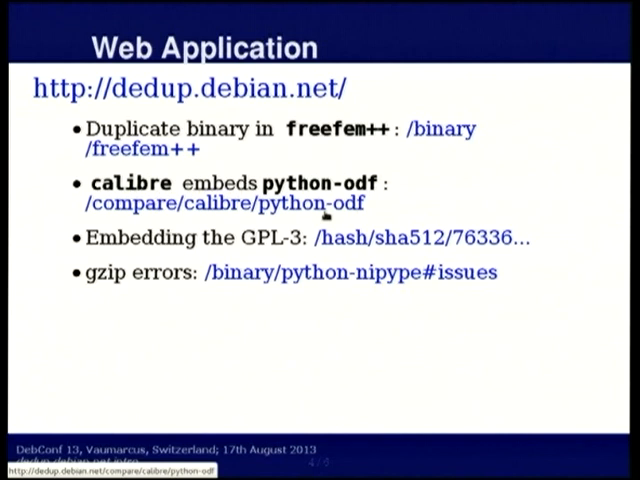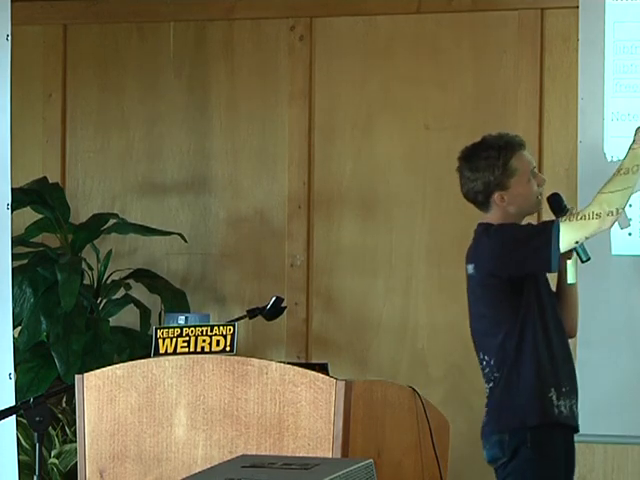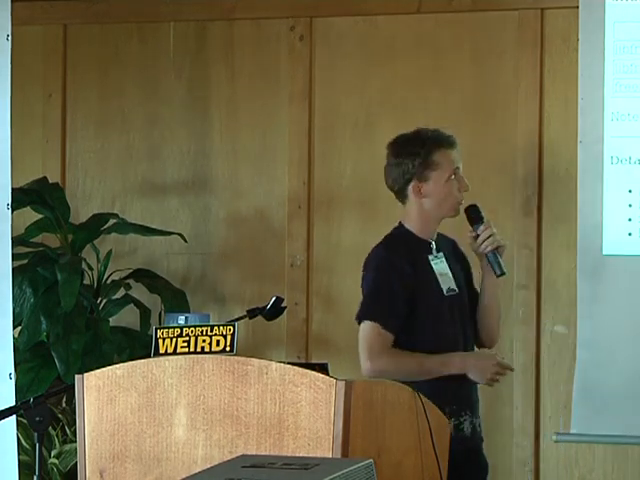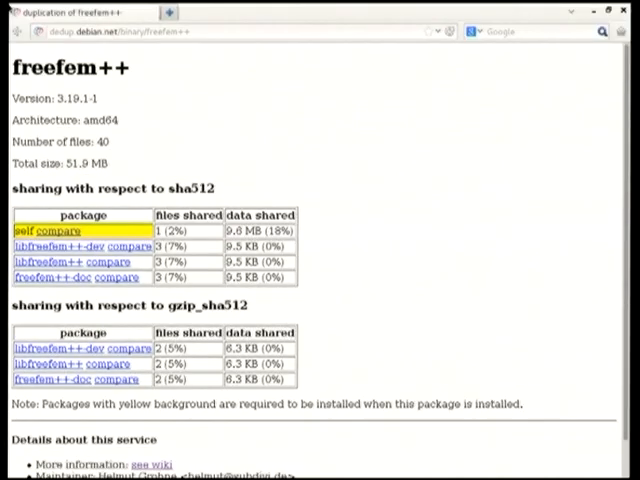Now we need to look at how this looks in practice. I hope this works out. Live demo. This is a typical site. It tells you about metadata, and it tells you that this particular package shares 10 megabytes of data, which amounts to about 20% of its size. It should just use a single hard link instead and avoid that crap.